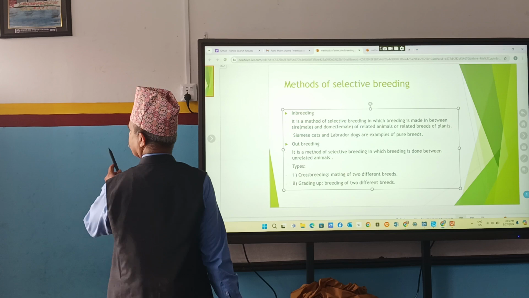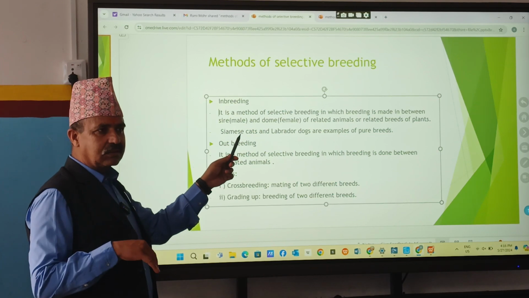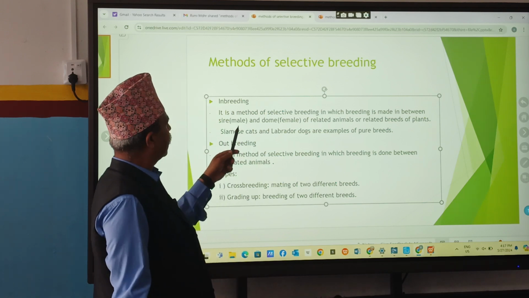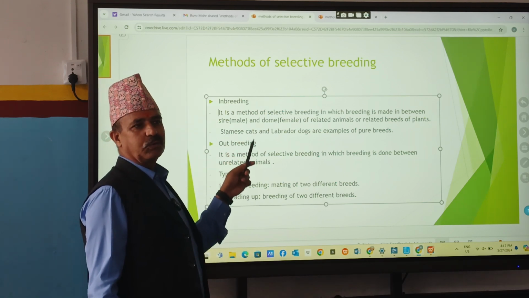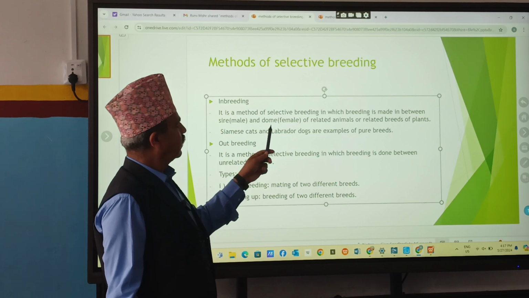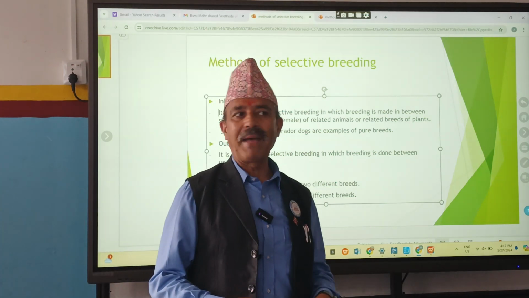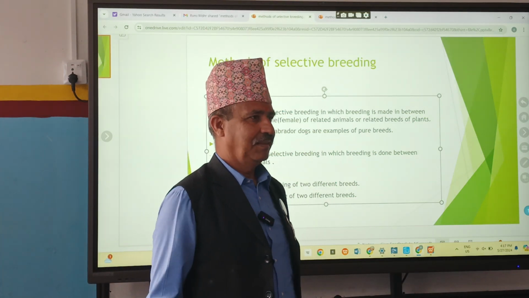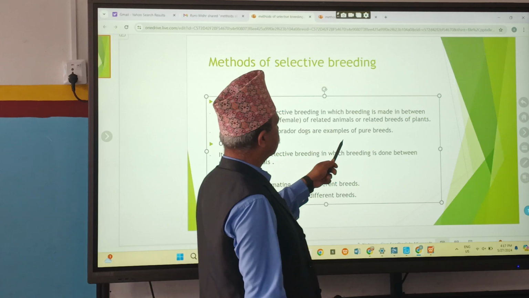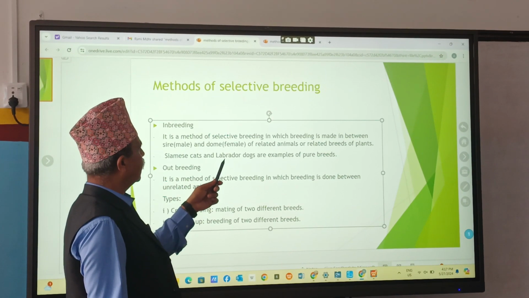Okay, so there are two types of selective breeding. What are they? Inbreeding and outbreeding. In means inside, out means outside. So in inbreeding there is cross between male, actually male is called sire. You say sir, no? Male is sire and female is dam. D-A-M, dam. No, here is given dome. It should be dam. Look at your book. Dam. Madam. They say, no. Hello, madam. Yeah, madam. Sire and dam of related animals. Same related animals it is done. And what are the examples? Siamese cats and Labrador dogs.